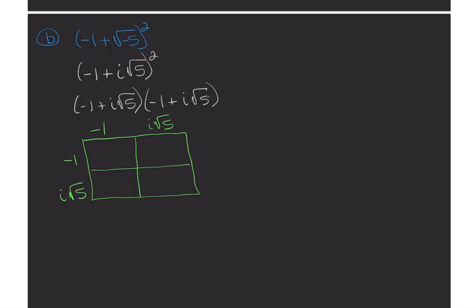So now we're just going to multiply those, figure out the area of each one of those little rectangles. So -1 times -1 is going to give me 1. -1 times i times the square root of 5 is just going to give me -i square root of 5. Same thing's going to happen here, -i square root of 5. And then now I'm going to get i times i is i squared, times the square root of 5 times 5 is 25. Right?